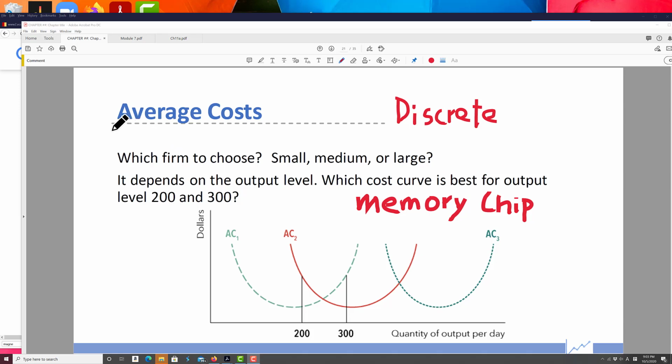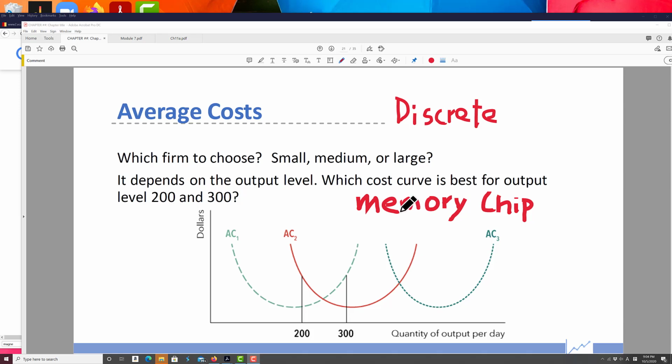Let's investigate the shape of average cost curves. There are two cases, the discrete case and the continuous case. By discrete case, I mean plant sizes come in only a few varieties, such as small, medium size, or large. A good example would be memory chip producing factories.